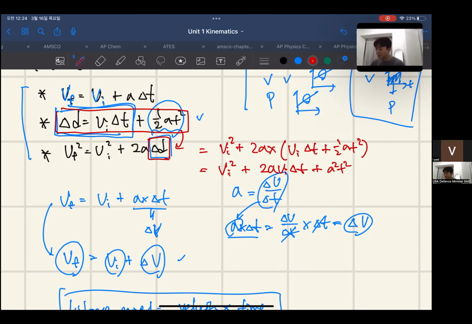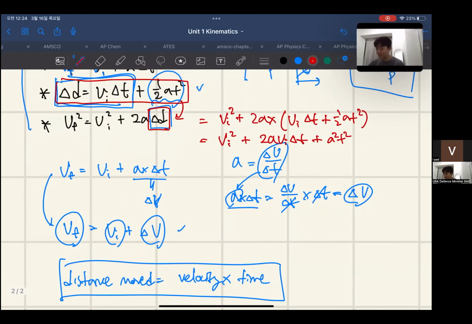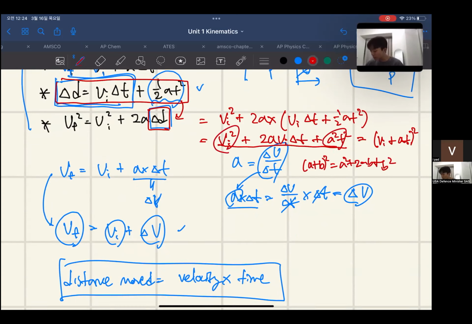Now, this is very, very interesting because, in fact, you can factorize this equation. VI squared plus 2AVI delta T plus A squared T squared is, if you factorize using the perfect square, VI plus AT to the power of 2. Because I'm pretty sure you know this formula, A plus B squared equals A squared plus 2AB plus B squared. This literally works right over here. AT squared, VI squared, and 2AT times VI. So you can factorize it like this.